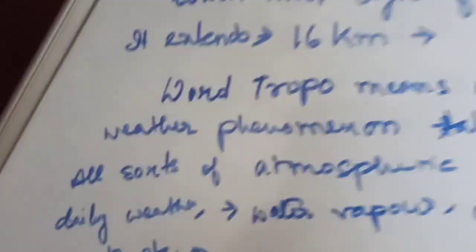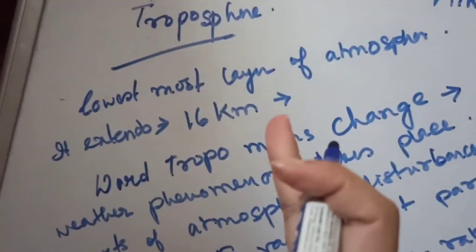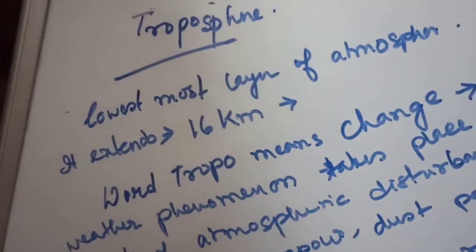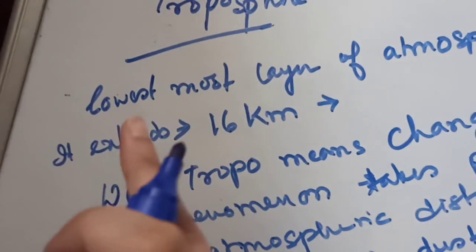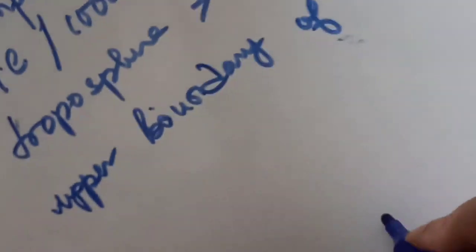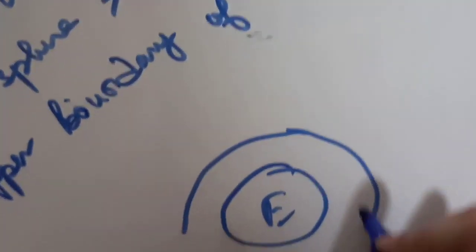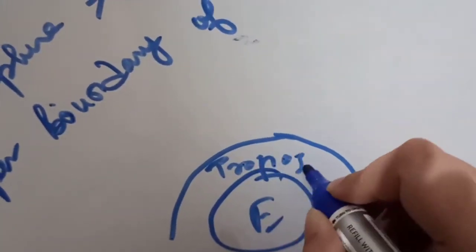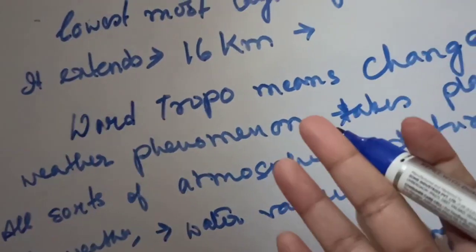Now let us see this troposphere once again. The troposphere is the first layer of the atmosphere, and it is also the lowermost layer. It extends to a height of about 16 km from the surface of the earth. If this is our earth, the first layer that we have above our earth is the troposphere. The word tropo actually means change.